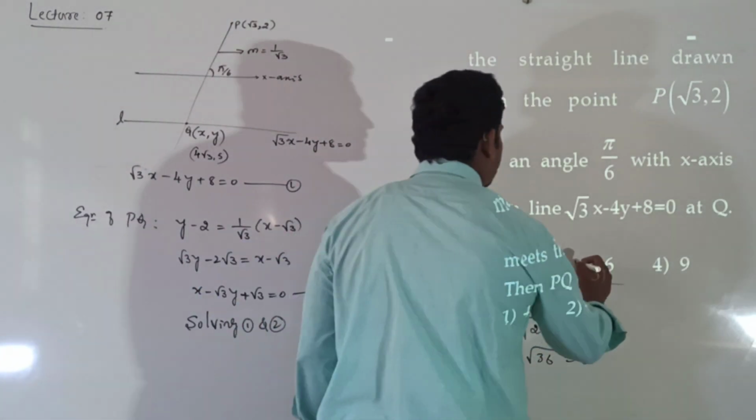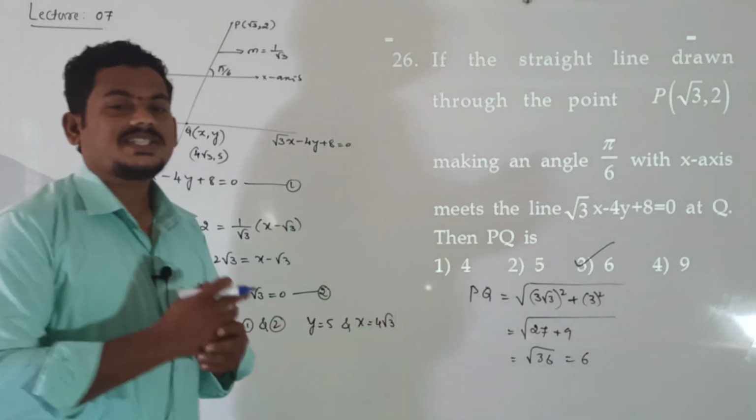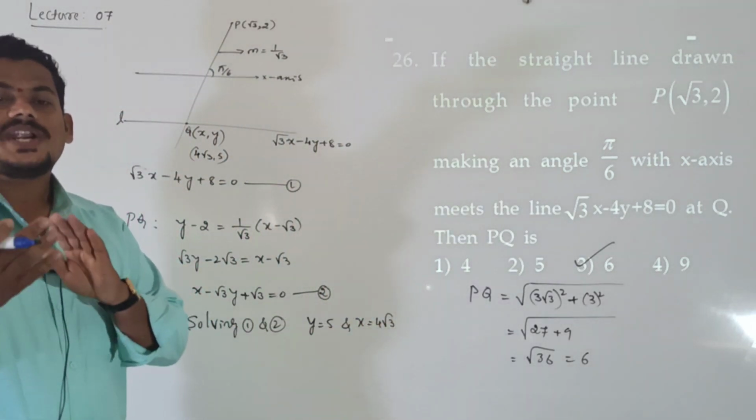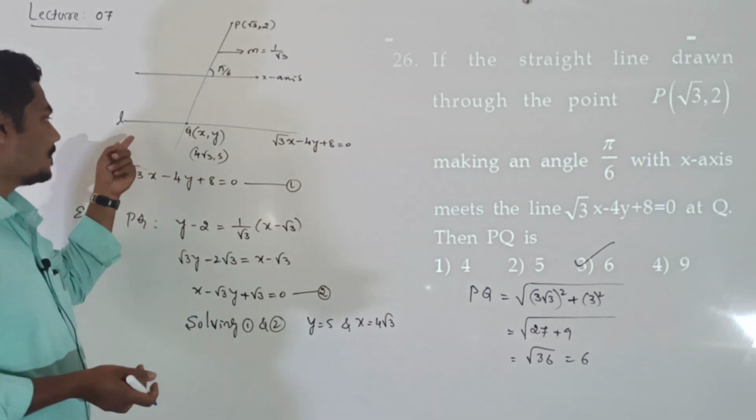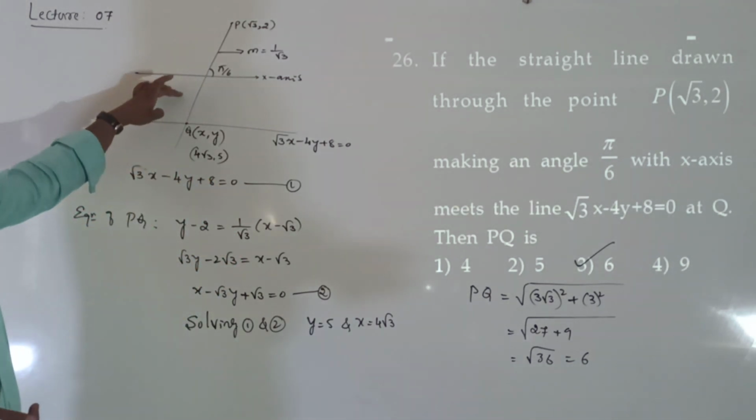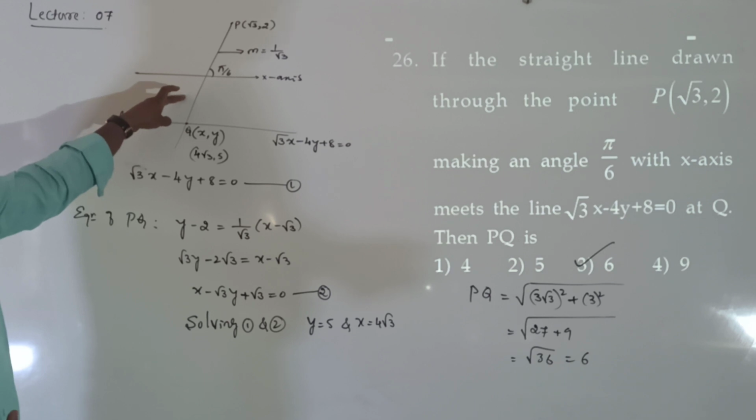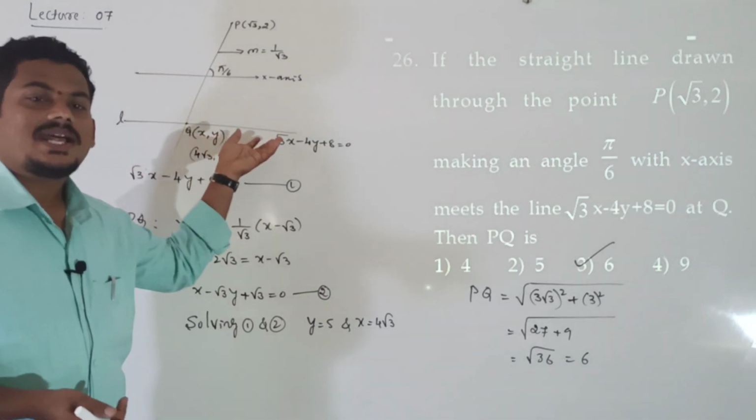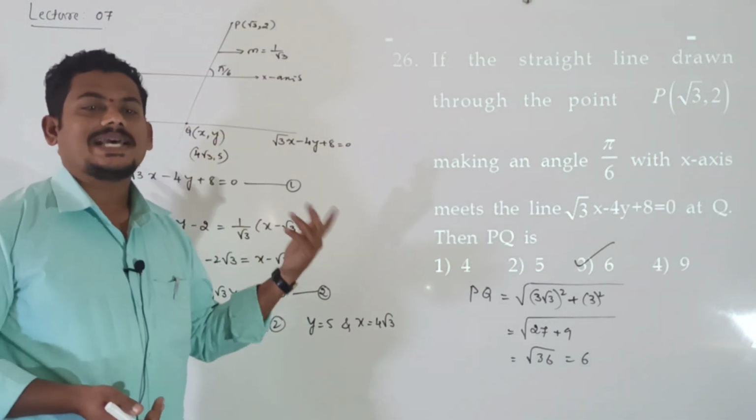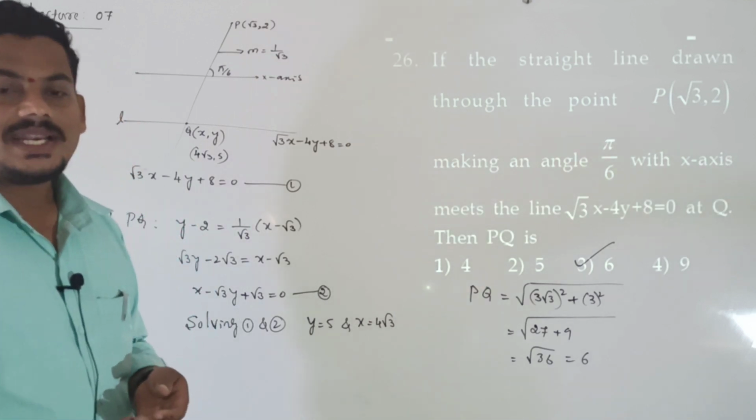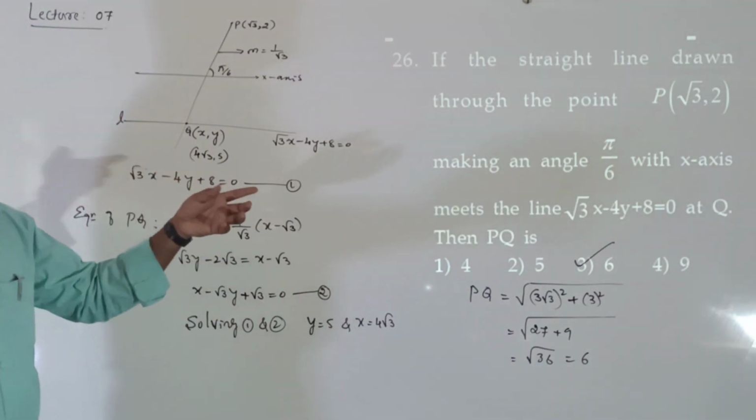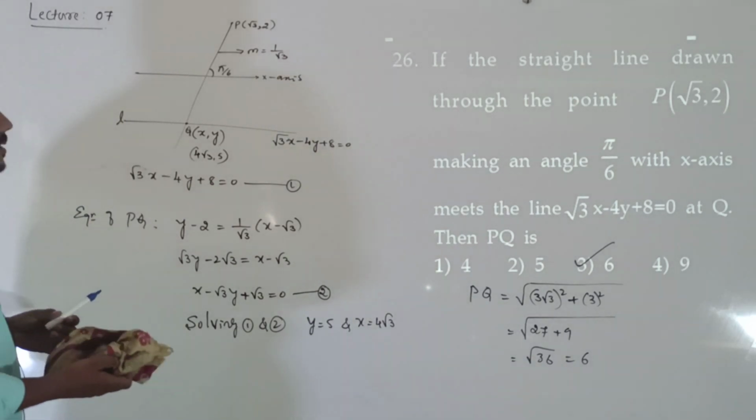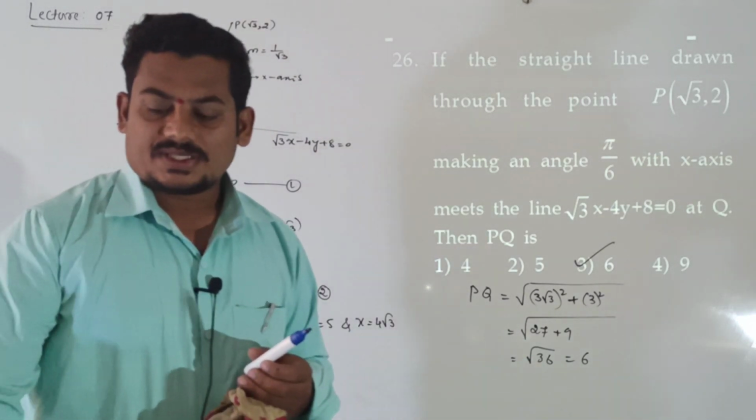That is the third option. First, point Q is the intersection of the PQ line and the given line. PQ equation is not given. Just using the given data, first find its equation, then solve. Then you get the x value as well as the y value. After getting the x value and y value, just use the distance formula. Next question.